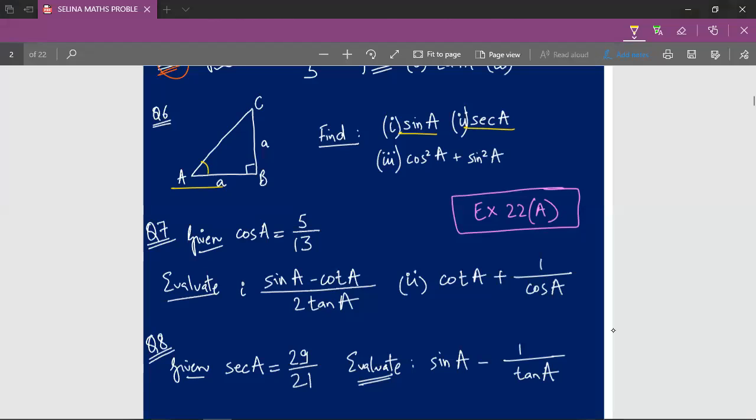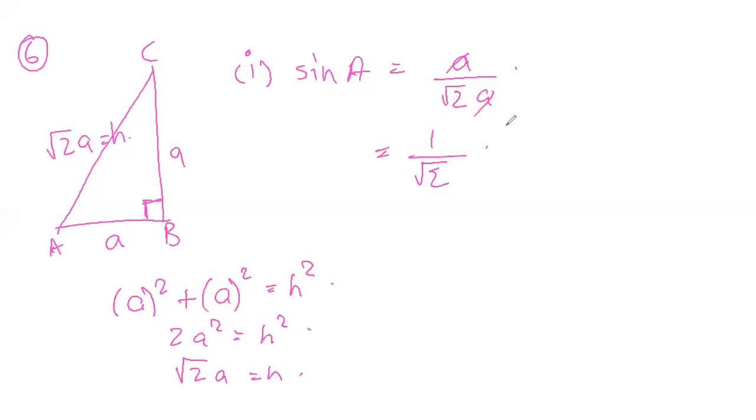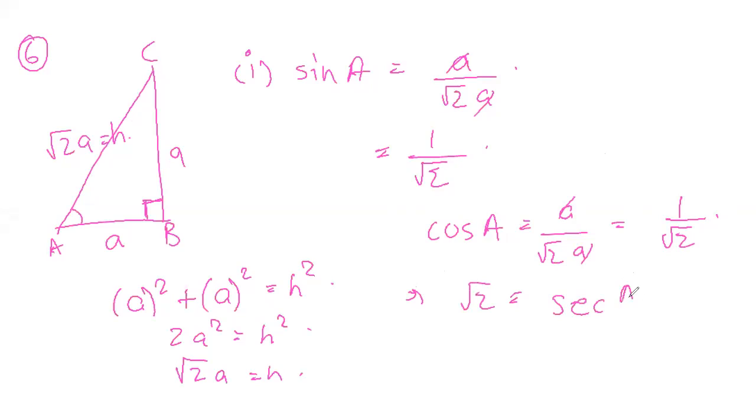Now secant A basically means that the reciprocal of cos theta is equal to secant theta. So first we'll find cos theta, that is cos A. So with respect to angle A, find cos A, that is base upon hypotenuse. So that will be a upon root 2a, that is 1 upon root 2. And then whatever reciprocal is that of cos A, that is secant A. So the reciprocal of this value will give us root 2. That will be equal to secant A. Okay. So we'll move on to our next question.